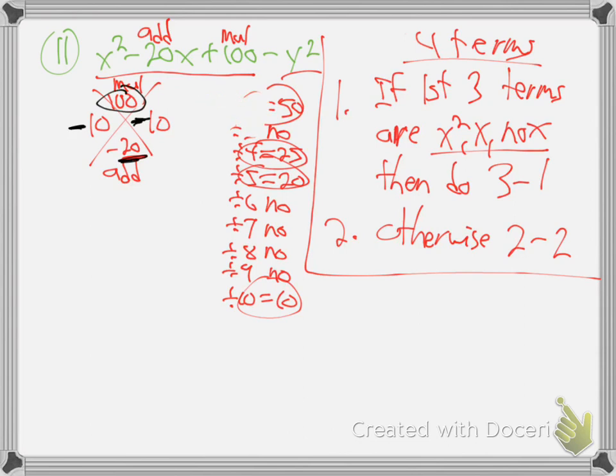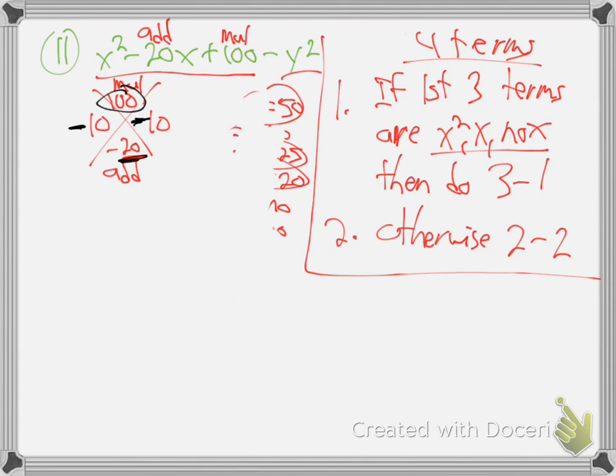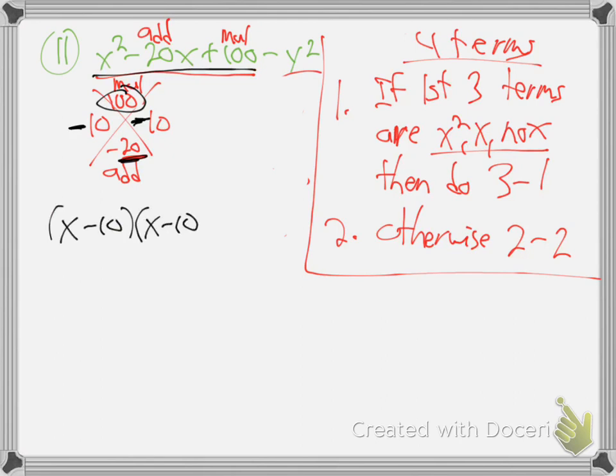Okay, so what does all that mean? Let me get rid of this. So what does all that mean? That means that these first three terms become x minus 10, x minus 10. And then this guy comes down, minus y squared.